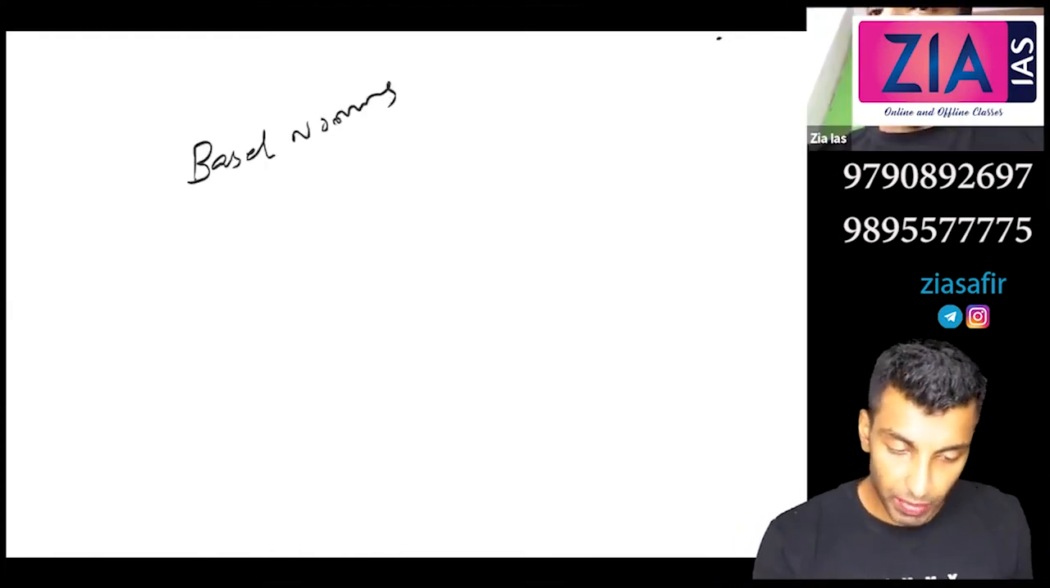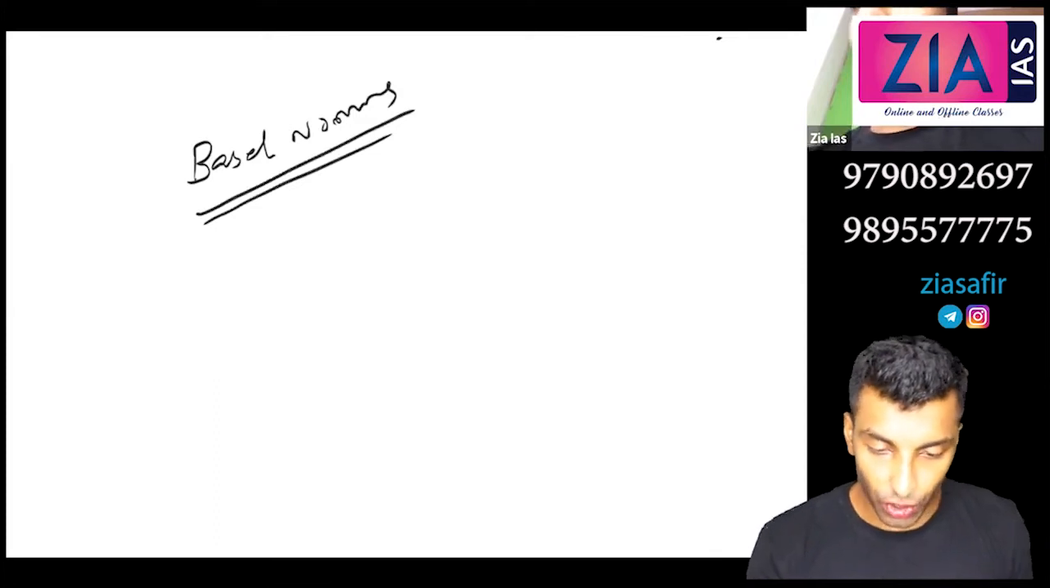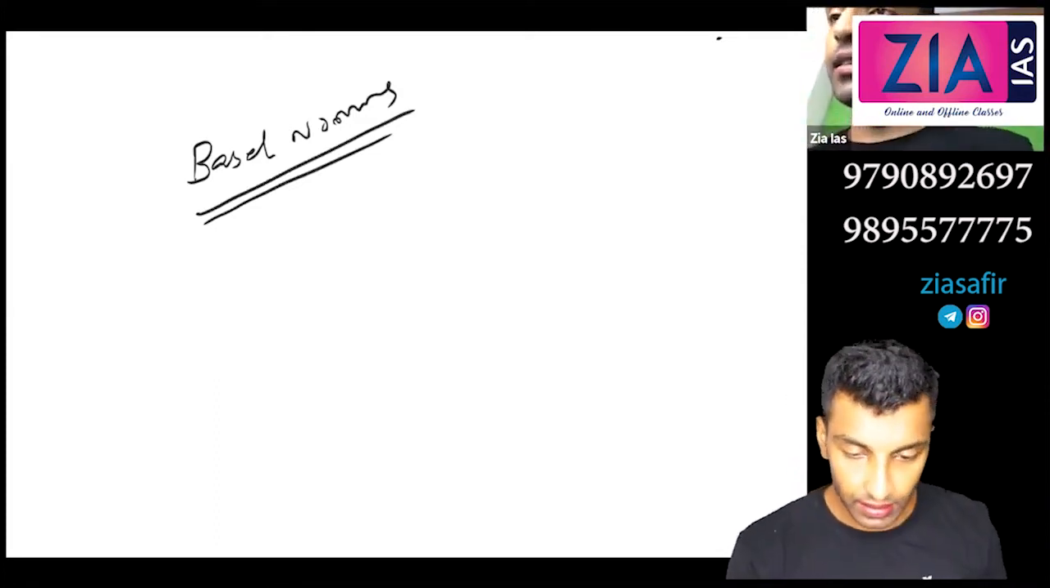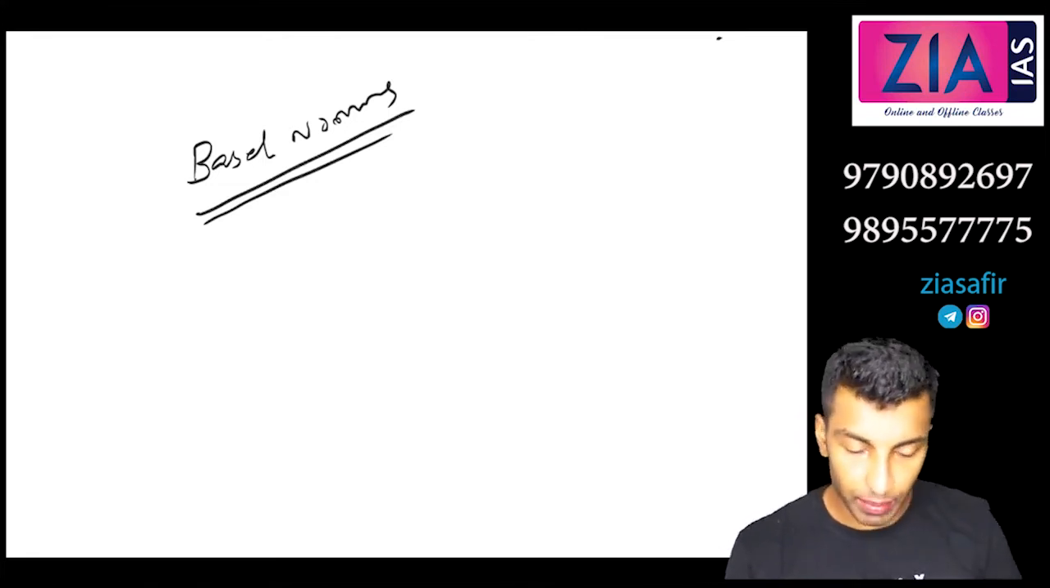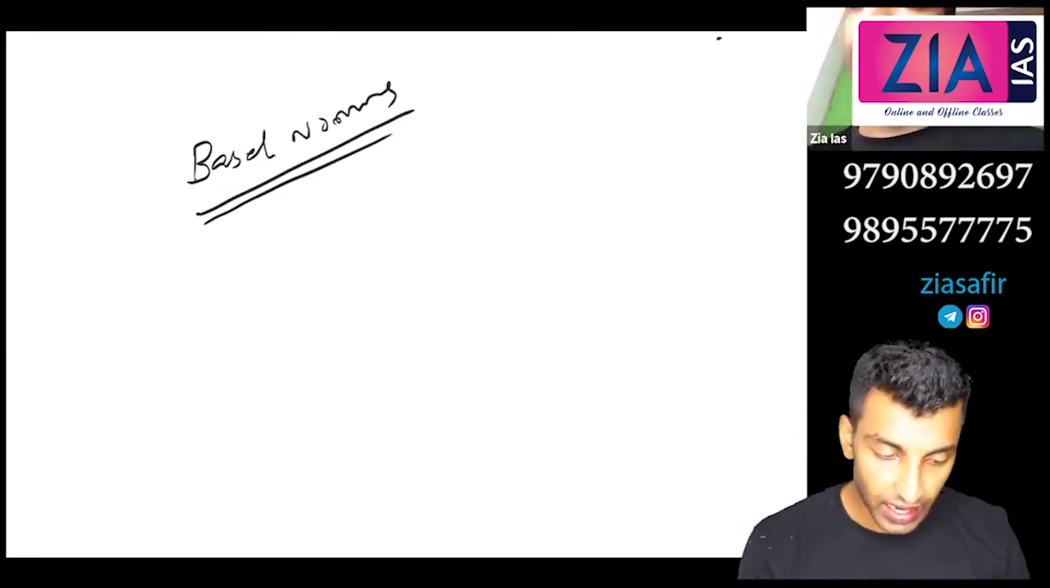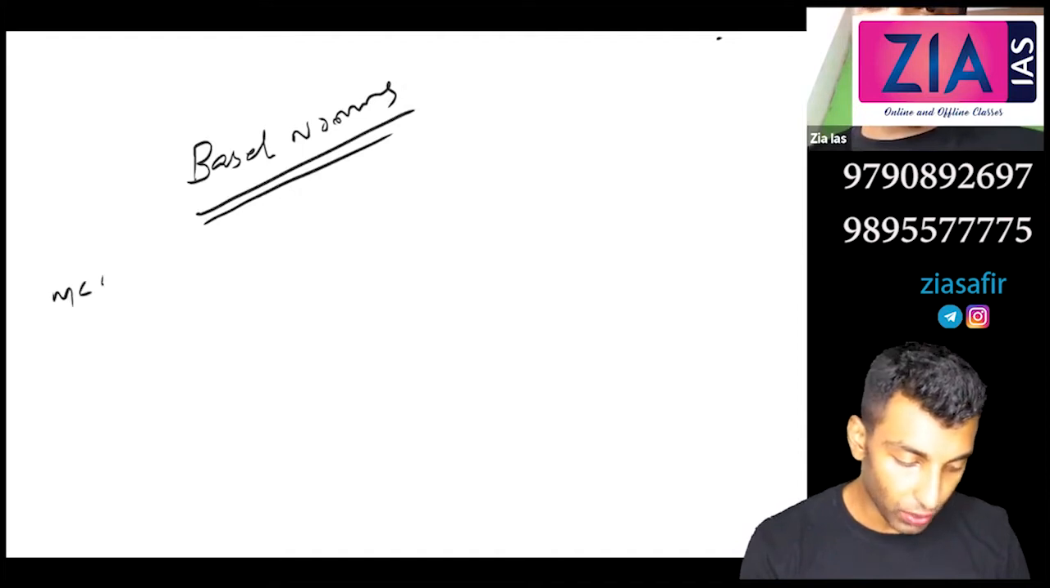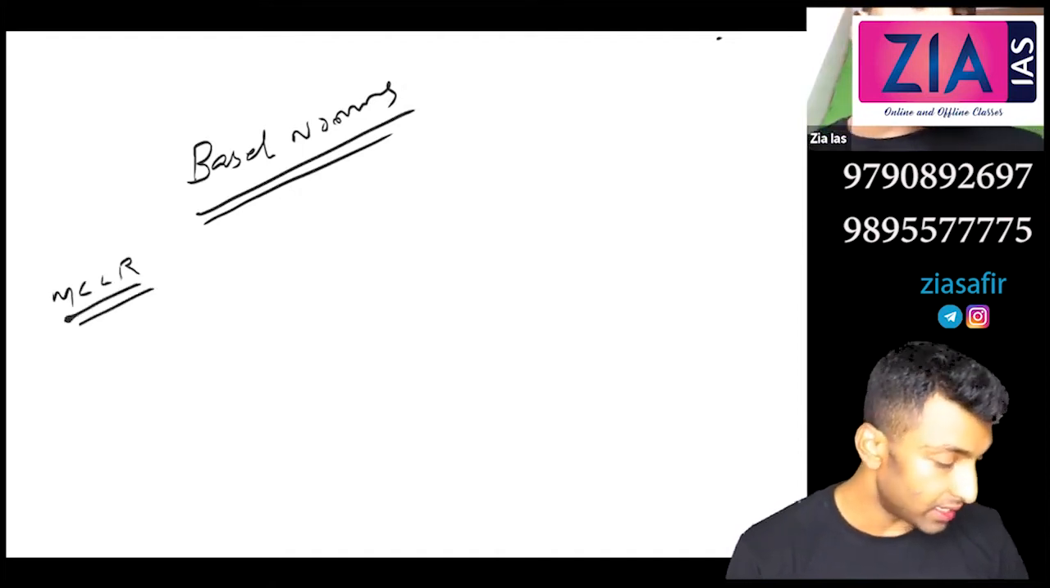So we will start with Basel Norms today. But before that, I think we have stopped at base rate, right? How about MCLR? Yeah, MCLR, base rate. MCLR we will discuss before that. So you can write MCLR, marginal.